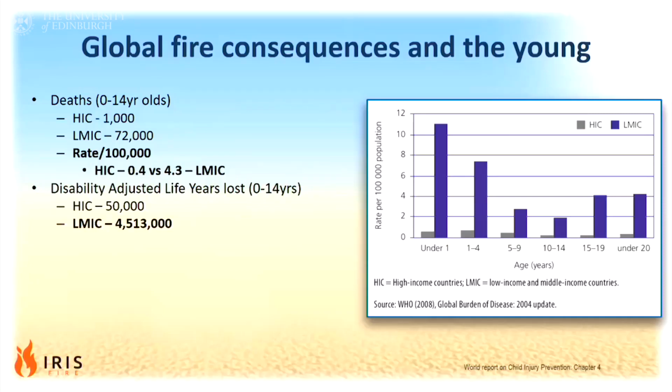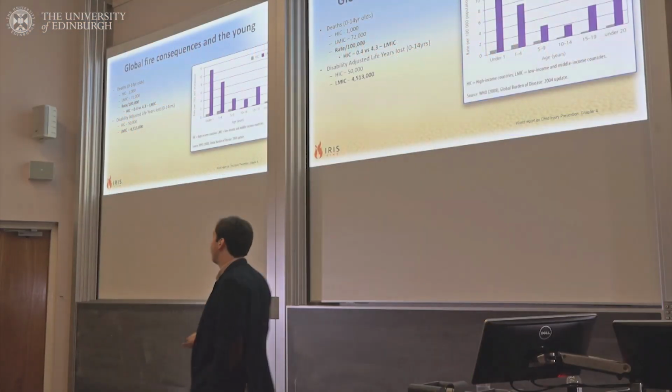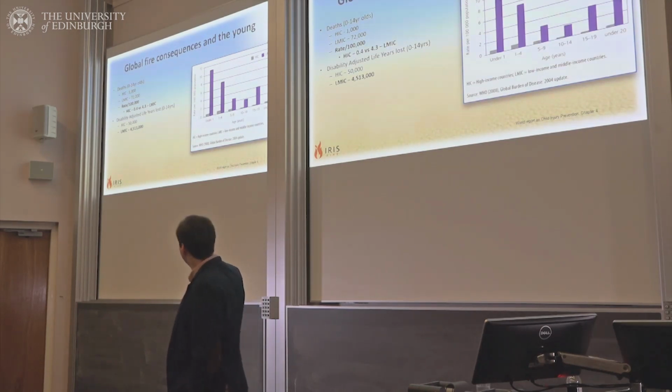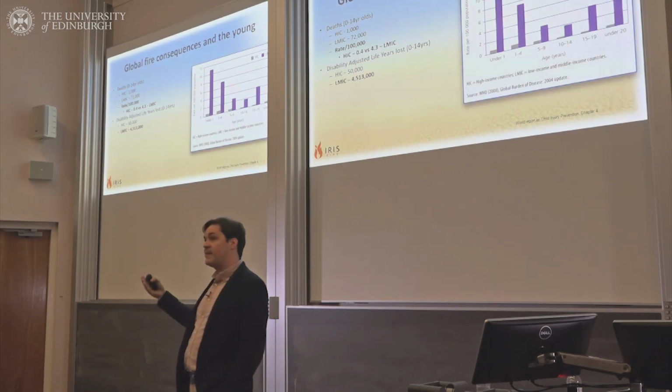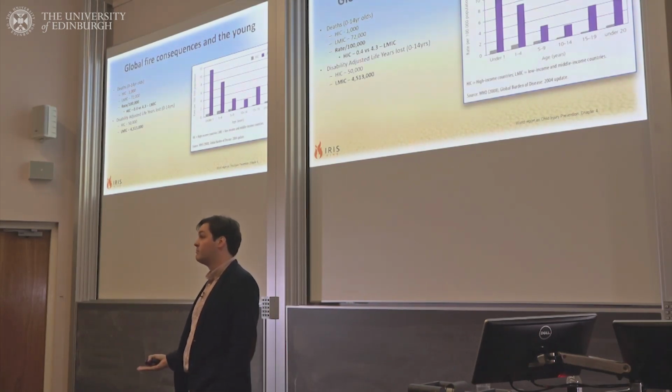When you're thinking about disabilities in high-income countries, it's about 50,000 disability adjusted life years lost. When it comes to low middle-income countries, about half of that 10 million DALYs is attributed to the 0 to 14-year-olds. So it's a massive issue for our young. And it's an issue because they're the ones that don't necessarily have the education or the ability to actually move out of the way of a fire. They don't know what to do.